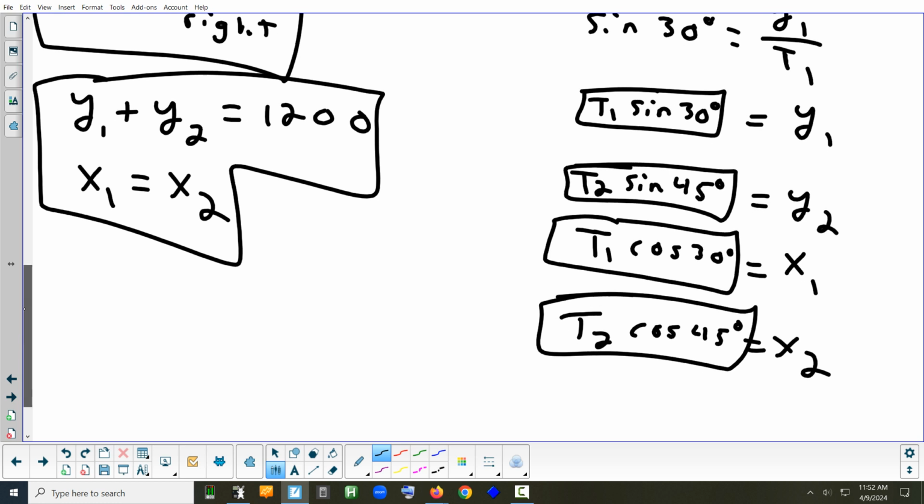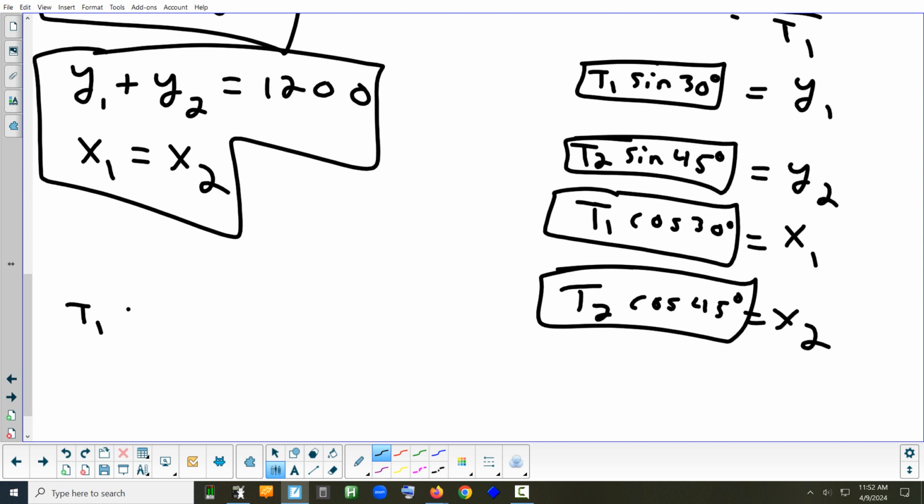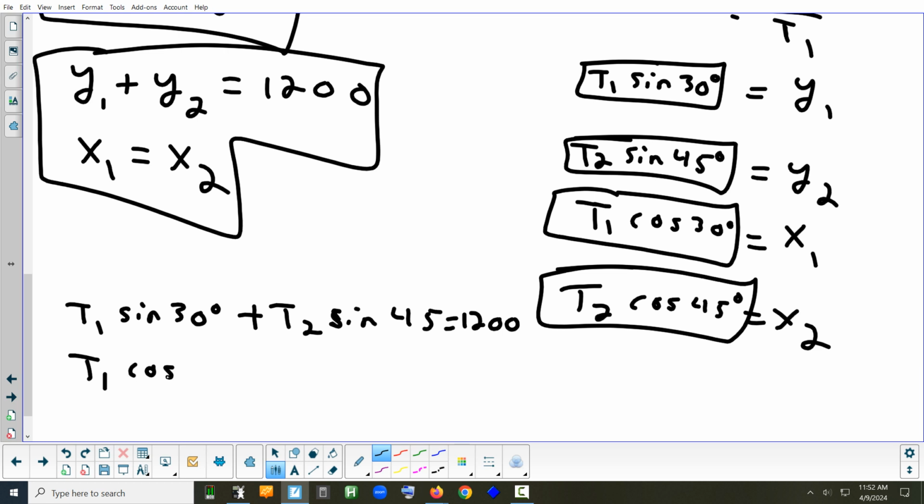So we've got y1, which is t1 sine 30, plus y2, which is t2 sine 45, equals 1200. Okay, that's your first equation. Second equation: t1 cosine 30 equals t2 cosine 45.